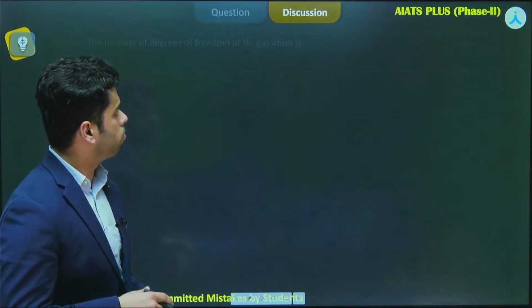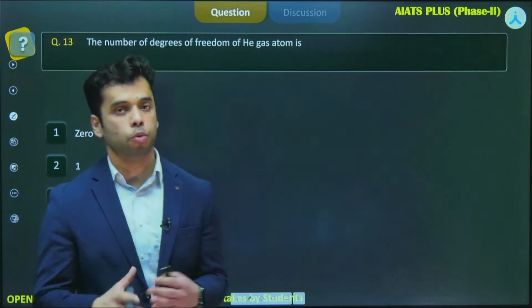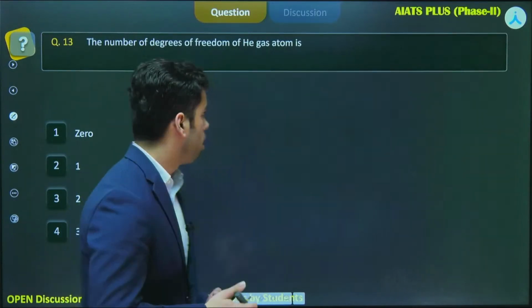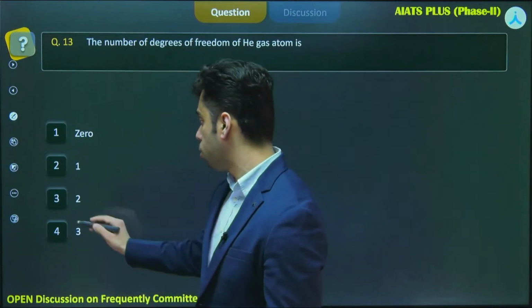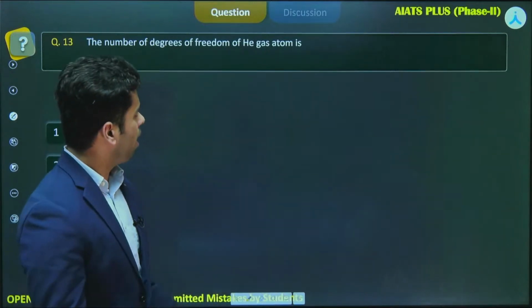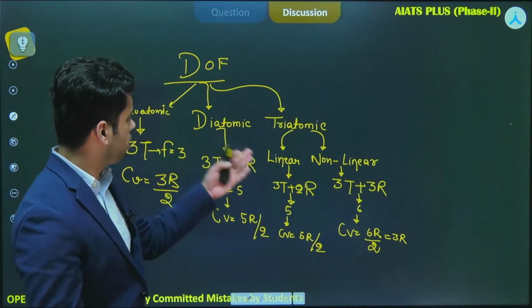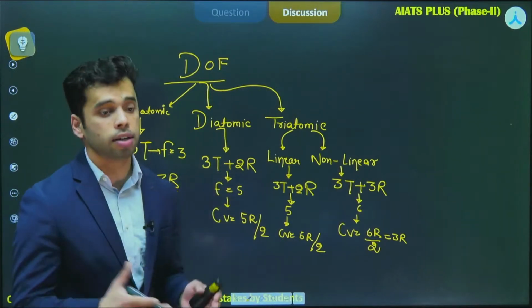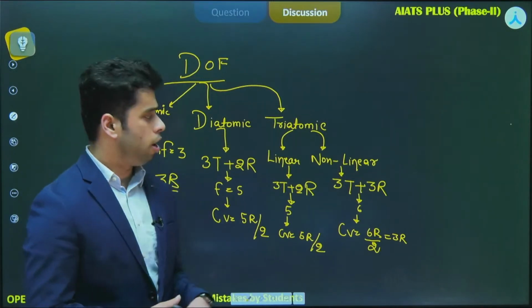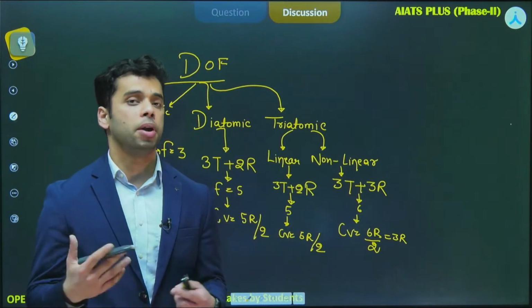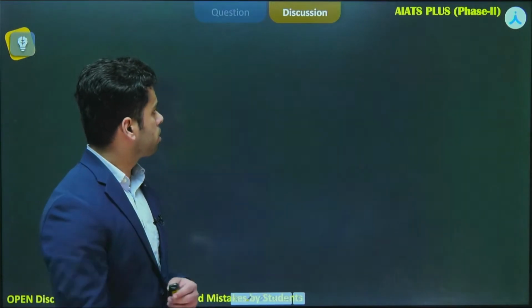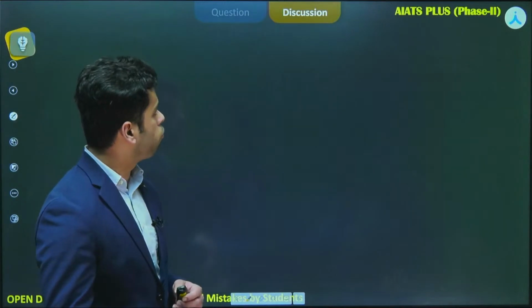So let's head back to the problem. So He, all of you have commented that He is a monatomic gas, which means that it will only have 3 translational degrees of freedom, which means that the correct answer should be option 4, that is 3, right? And if they asked you about any other gas, you can just learn this chart, and there's not even a need of learning this chart. If you're thorough with the concepts of degree of freedom, you can easily calculate which gas will have how many degrees of freedom, and obviously we have ignored the vibrational degree of freedom altogether. I hope this concept is clear to you. Now let's move forward to the next problem.